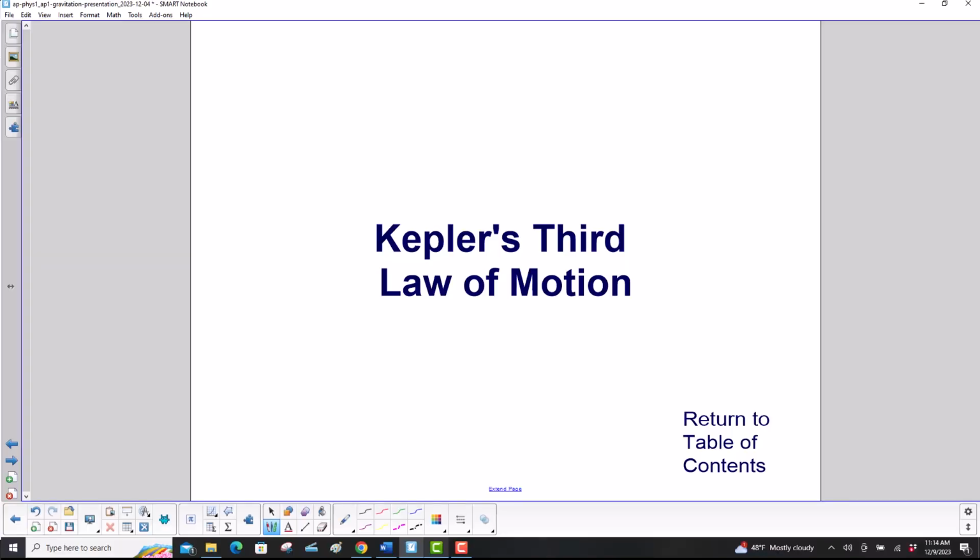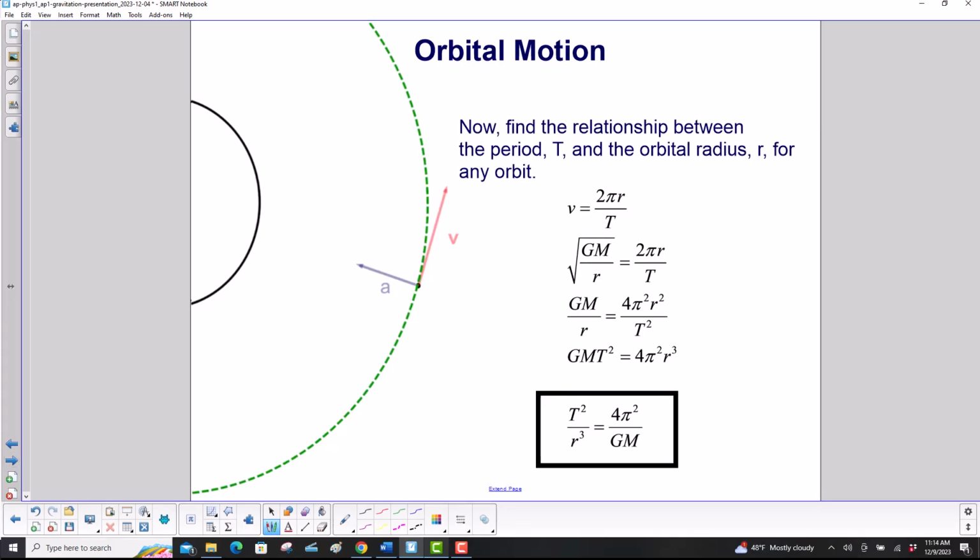Kepler's third law of motion. Now let's find the relationship between the period T and the orbital radius r for any orbit. We have our velocity is 2 pi r over T, and we used that in the last topic.